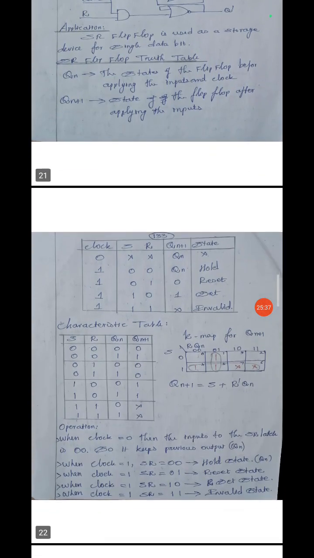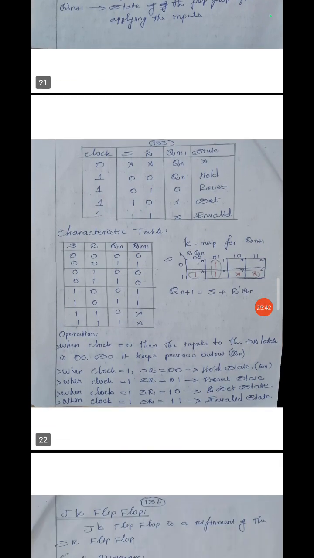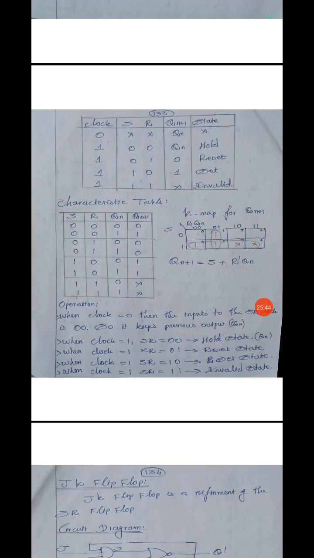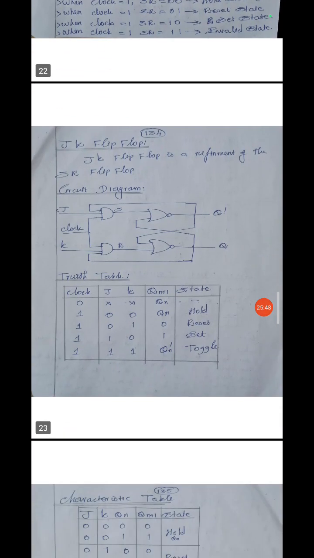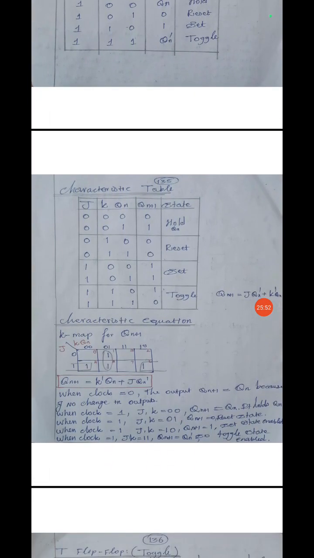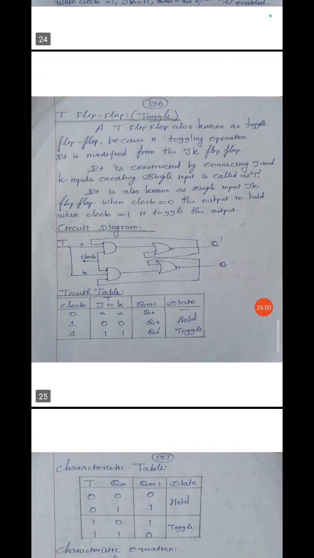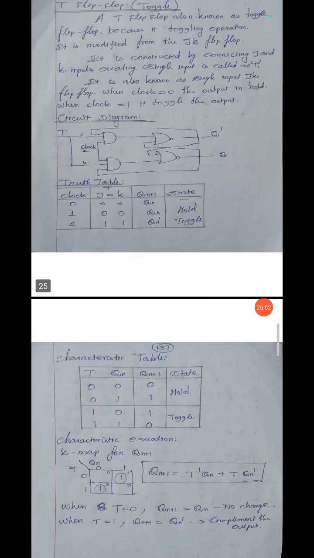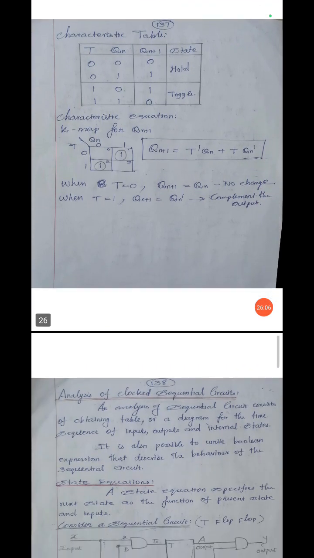Then SR flip-flop. So truth table, characteristic table, then K-map, then characteristic equation. These are the important ones. This is a JK flip-flop: logical circuit diagram, then truth table, then characteristic table. From the characteristic table you can form the K-map, then from the K-map you will get a characteristic equation. Then this is a T flip-flop: logical circuit diagram, truth table, characteristic table, then characteristic equation.